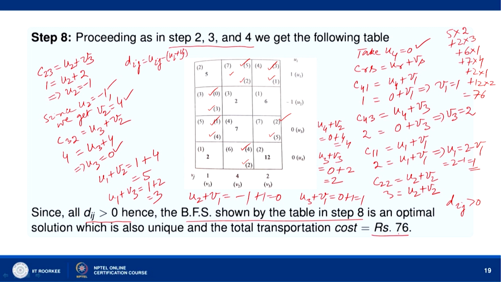So, this is how we can use this MODI method to get the optimal solution to the problem, where we have already found the initial feasible solution by the BM method, and then we can find the Dij at each step. As soon as we get Dij's to be positive for all unoccupied cells, we get the optimal solution to the problem.